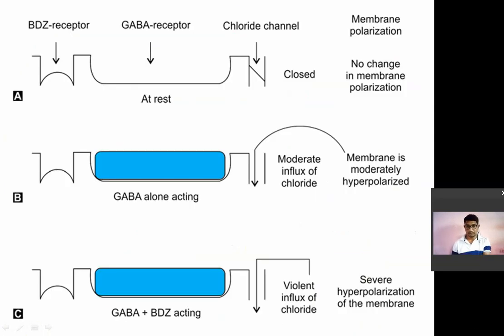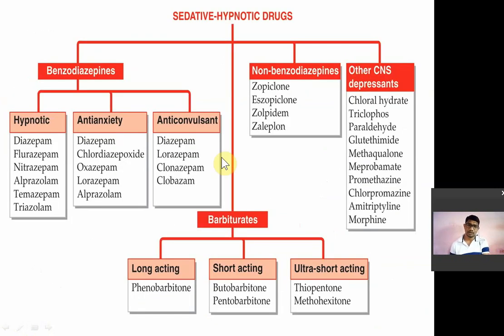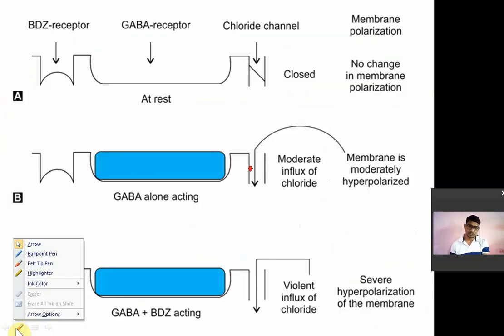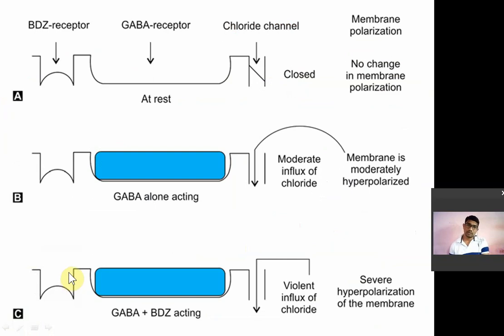So let's understand the mechanism of action of benzodiazepines. How will benzodiazepines act? Benzodiazepines are known as GABA receptor agonists. Benzodiazepine receptor. When these benzodiazepine drugs bind to the GABA receptor, they make a complex with it. GABA is nothing but the inhibitory neurotransmitter in the brain. We have seen that. So it has its own receptor.